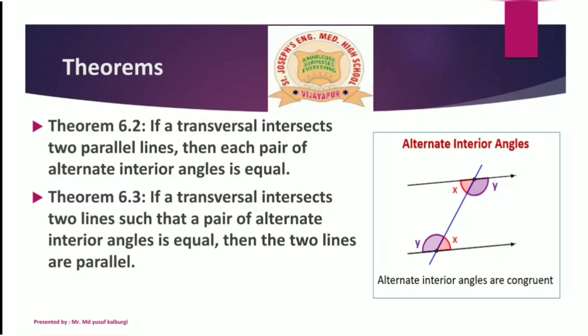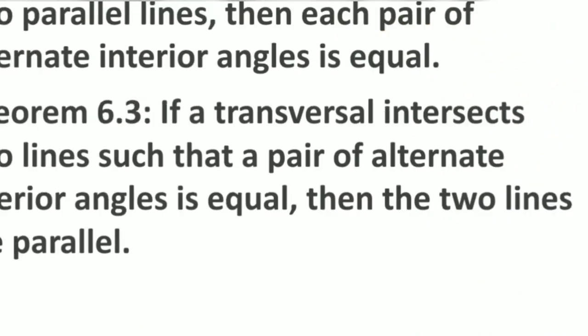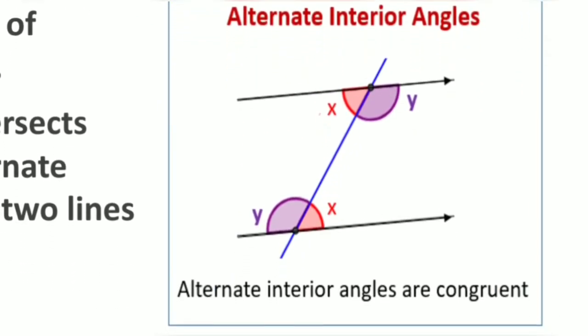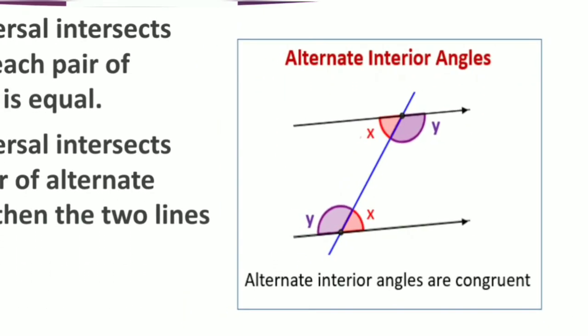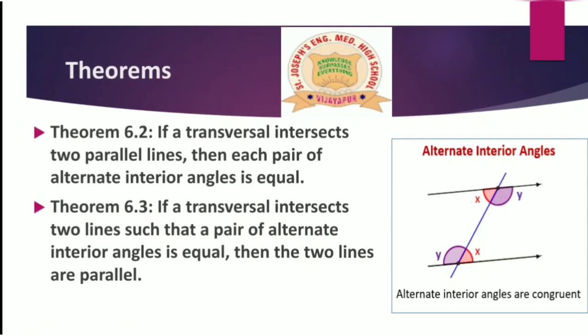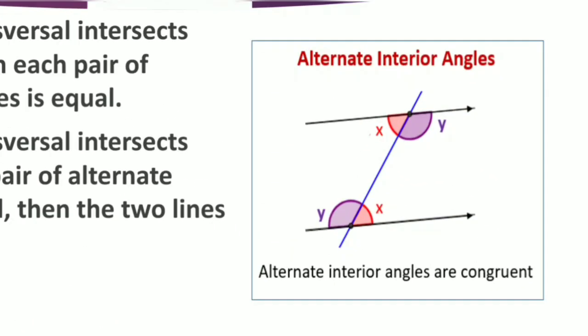Reciprocal of these two. See, if alternate angles are equal, then the lines are parallel. That is what the second theorem says. If alternate angles are equal, the lines are parallel. If lines are parallel, alternate angles are equal. Remember this one. Okay, now let's move to the next theorem.